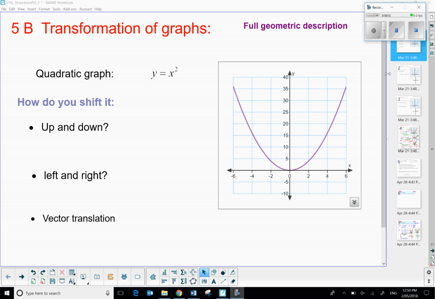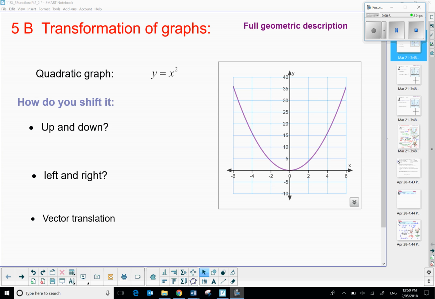Hello IB. In 5B and the rest of the chapter, we look in more detail at the transformation of graphs. We've done a lot of this already, and so it should be a lot of revision. The key thing is that we can describe it algebraically as well as a full geometric description. That means that you can put into words what's happening to the parent function in each case. So let's just quickly run through what we've done already using the quadratic y equals x squared as our example.